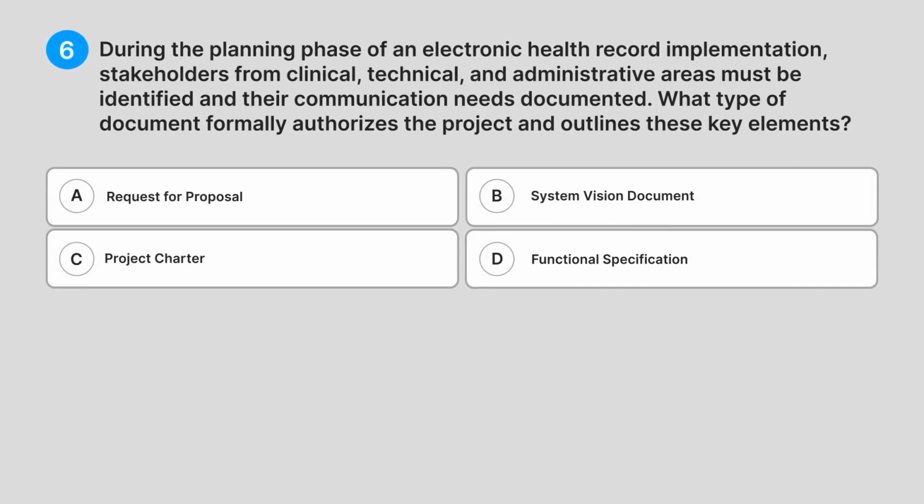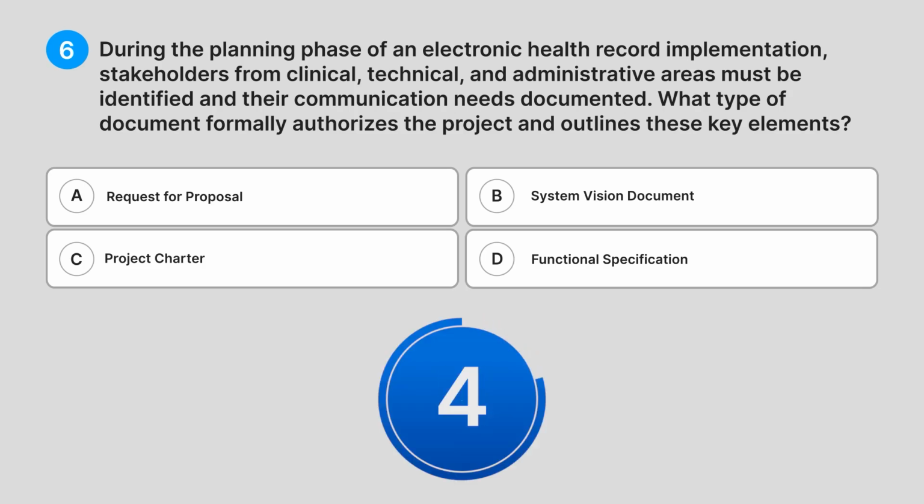6. During the planning phase of an electronic health record implementation, stakeholders from clinical, technical, and administrative areas must be identified and their communication needs documented. What type of document formally authorizes the project and outlines these key elements? A. Request for proposal. B. System vision document. C. Project charter. D. Functional specification.